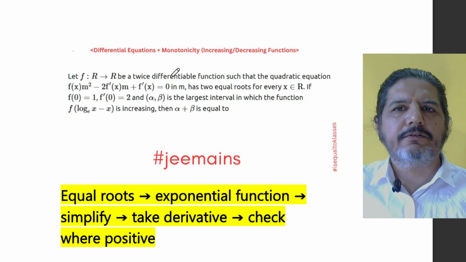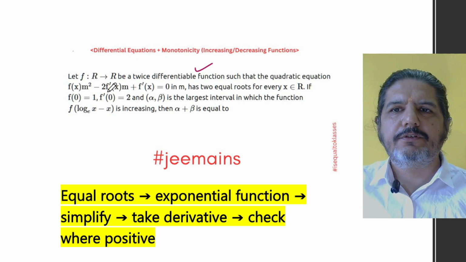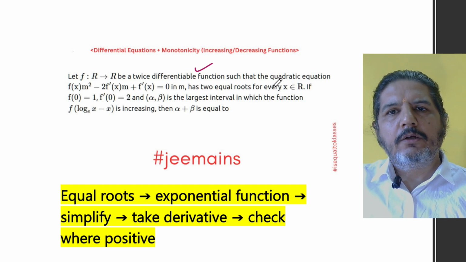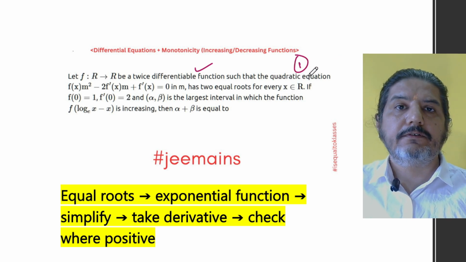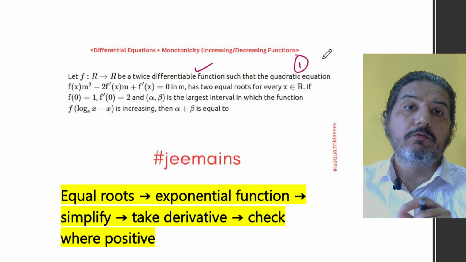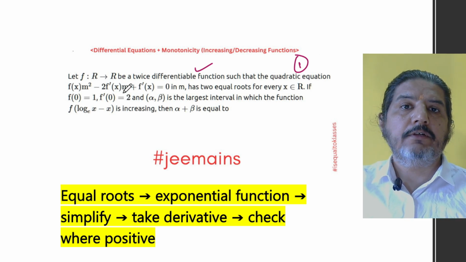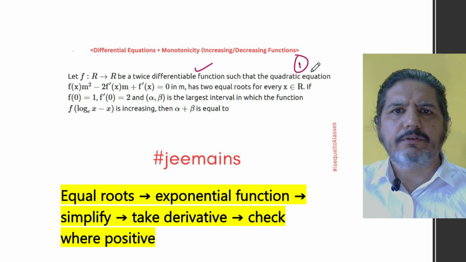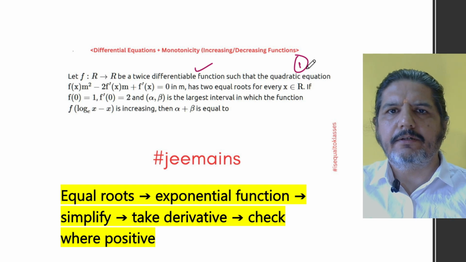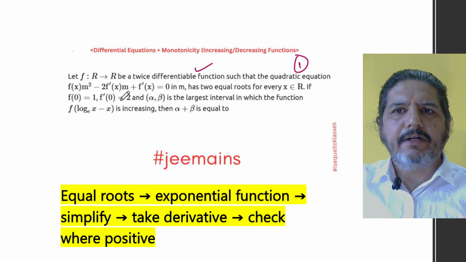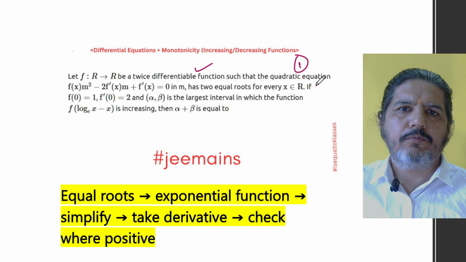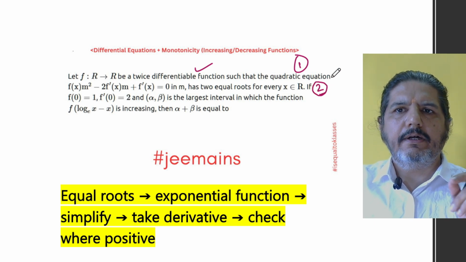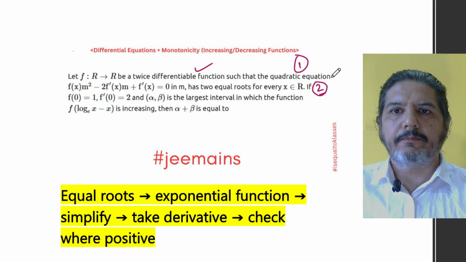There's a function which is twice differentiable function such that the quadratic equation, this is a quadratic equation in M, has equal roots for every x belongs to R. So in a way, this is the first condition which is given to us, that there is a quadratic equation which involves the function and its differential, and there is some constant M in the quadratic equation. So this is the first input that we have. If f of 0 is 1, f dash 0 is 2, so this is the second input that we have, that for the function f of 0 is 1 and f dash 0 is 2.